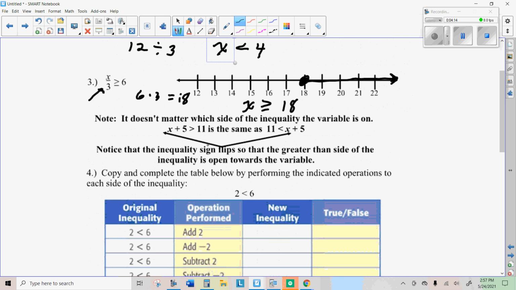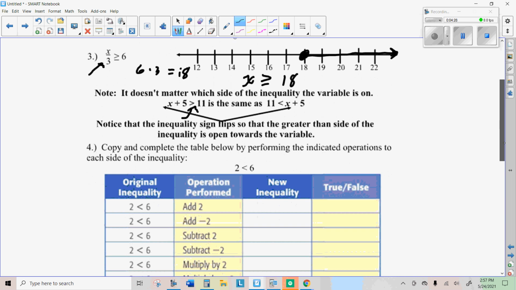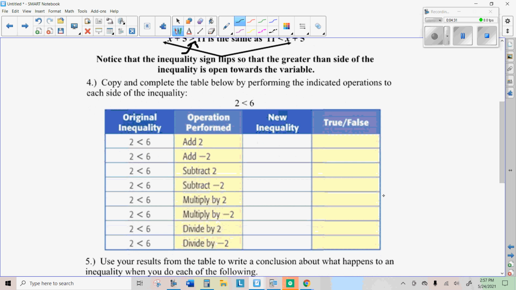And also remember that you can switch it around. That just switches the inequality around. Okay? So x plus 5 is greater than 11 is the same as 11 is less than x plus 5. All right, now something weird happens when you are backtracking. Every once in a while, something weird happens, and by going through this, we're going to figure it out.